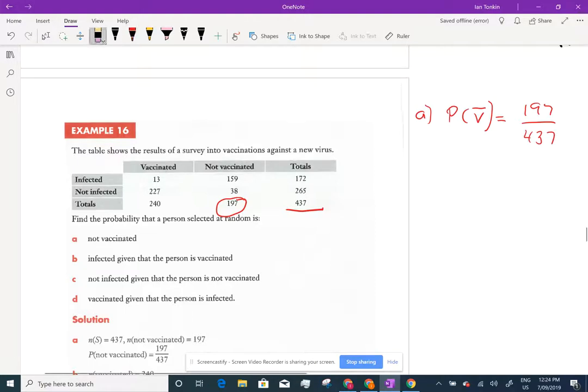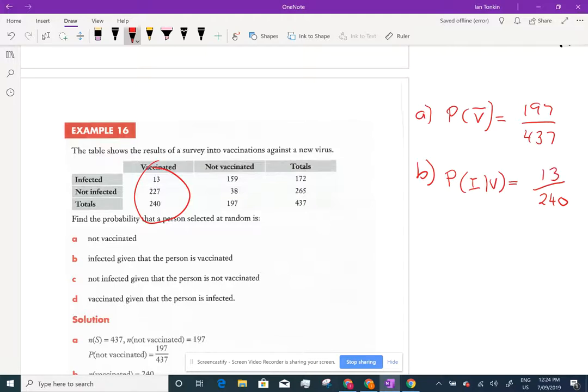Now, let's have a look at the conditional ones. Infected, given that the person is vaccinated. Well, that means we're just dealing with this one here. So B, infected, given that they're vaccinated. Okay, well, it's going to be over 240 because there are 240 people who have been vaccinated. And the chance that they'll be infected, well, it's 13.